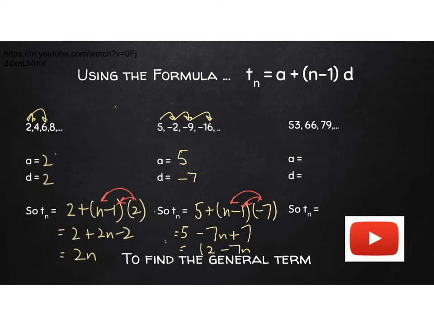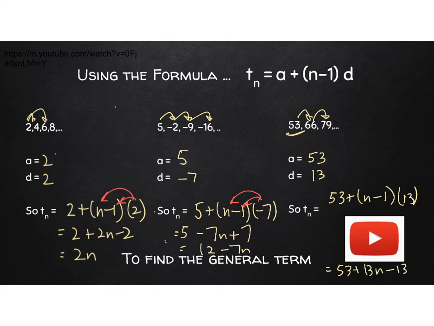One more. In this case, the first term is 53, and we went up 13, and then 13 again, so the common difference is 13. Putting that into the formula, I get 53 plus n minus 1 times the common difference, 13. So equals 53 plus 13n minus 13 equals 40 plus 13n.